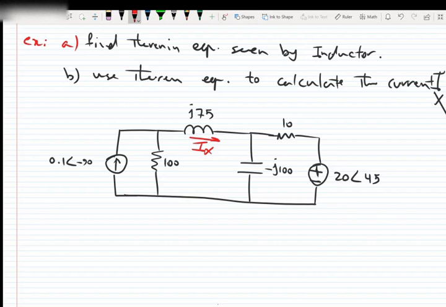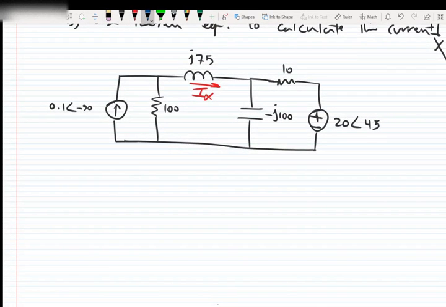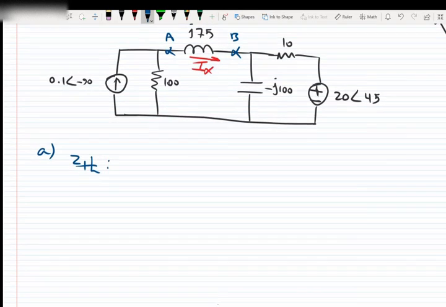So first things first, in order to find the Thevenin equivalent, we need to find Z Thevenin and V Thevenin. First is finding Z Thevenin. In order to find the Z Thevenin seen by the inductor, we need to remove the inductor and look into the circuit from these two points. Let's call them A and B, and see what the equivalent impedance is. So we will have this circuit.